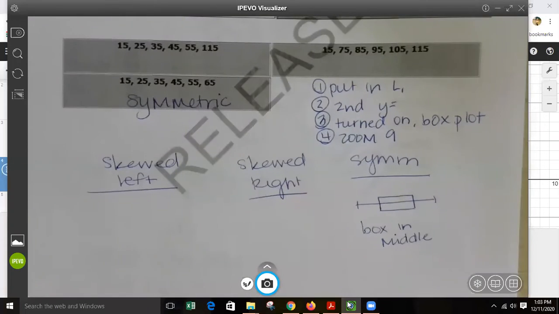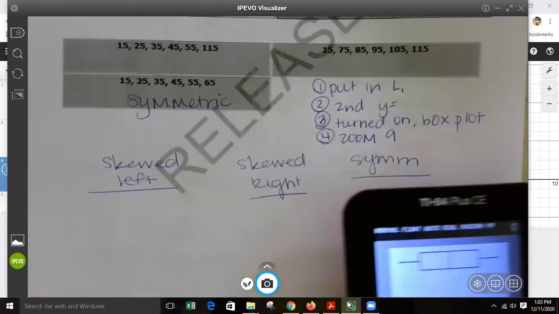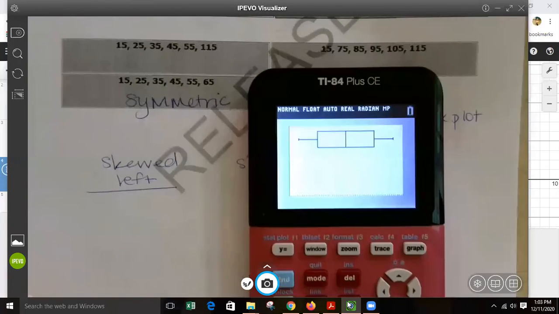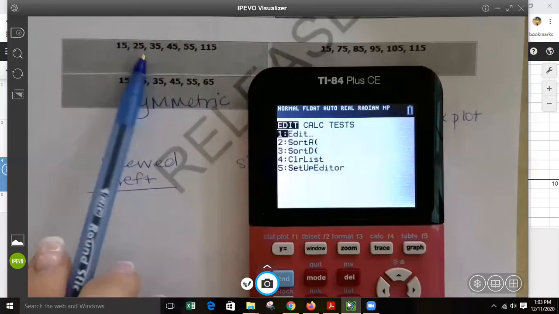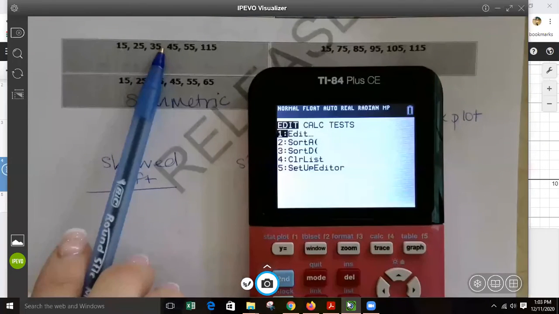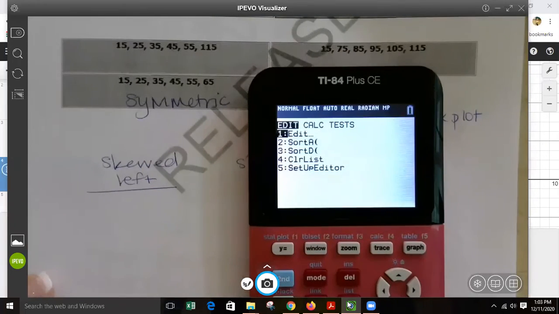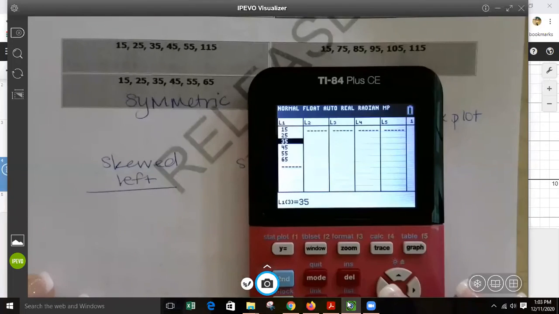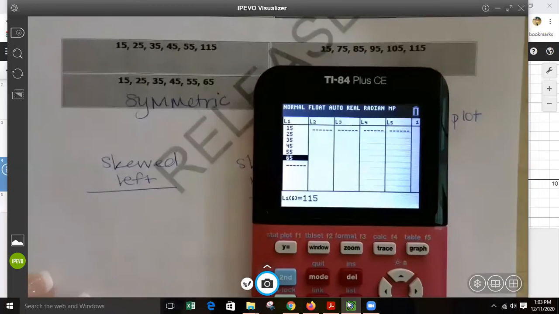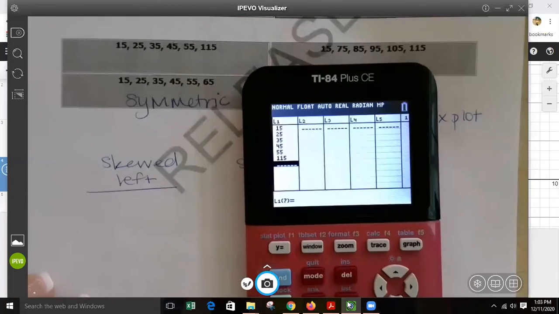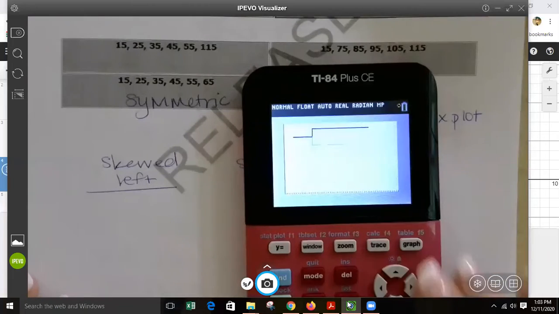So let's check out one that's right skewed. So I'm going to go back. I'm going to tell you that this set of data is right skewed. So we're going to edit. The only thing that's different is that the 65 changes to the 115. And we have everything right. We don't have to do anything but hit graph. Check out this box.